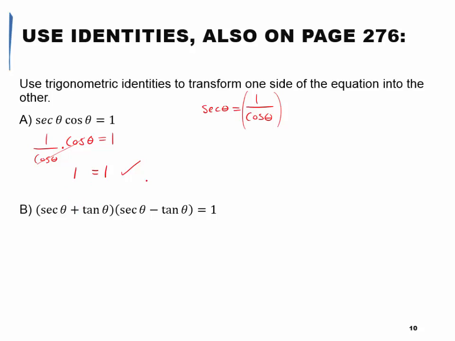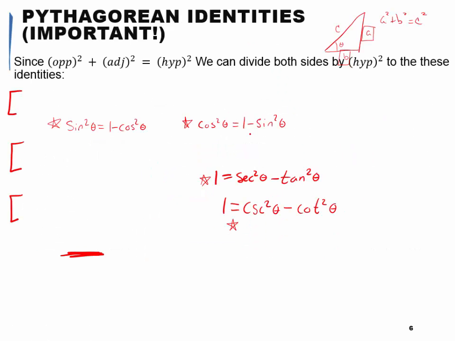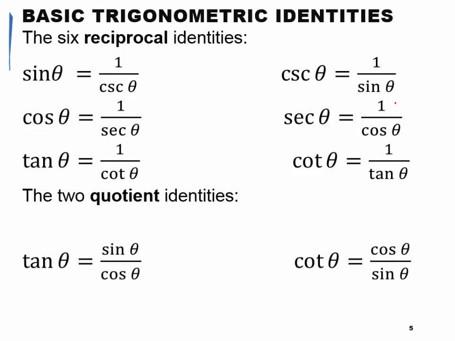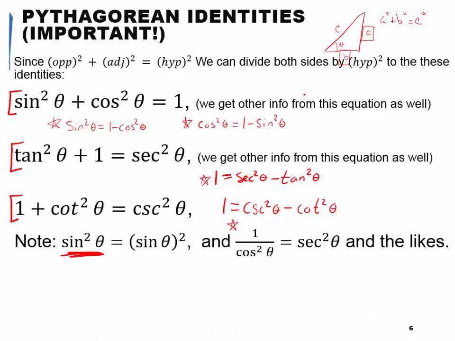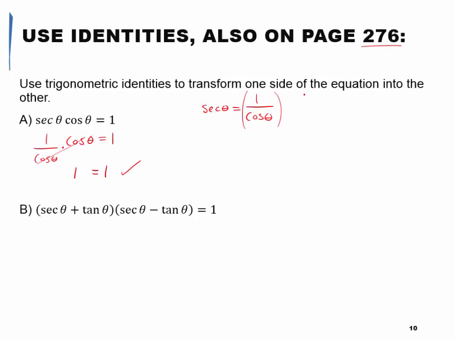Oh my goodness, yes. Before we go on, I don't know what we just did. We applied an identity from page 276, or right here, slide 5. We applied the fact that secant equals 1 over cosine. So if it equals it, we can substitute it in. We're going to substitute it in for secant, and if we substitute it in for secant, it cancels it out.